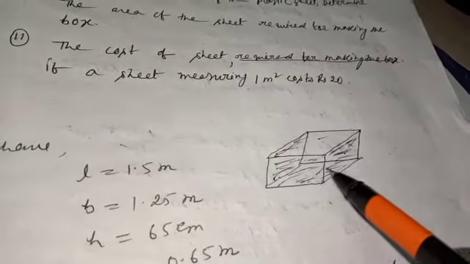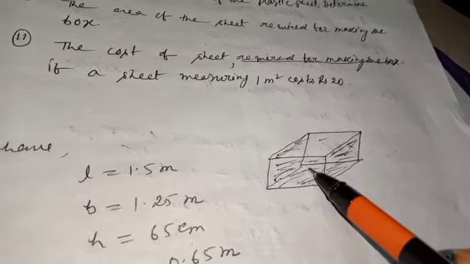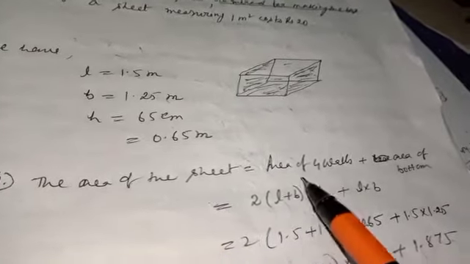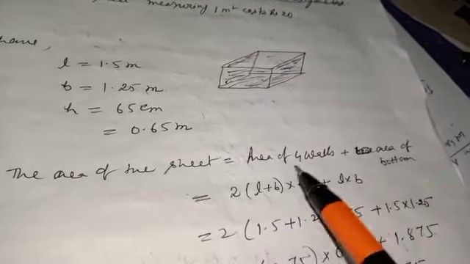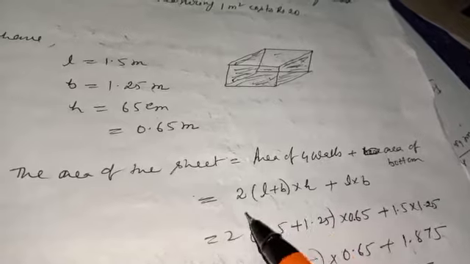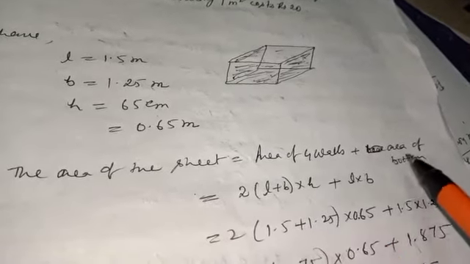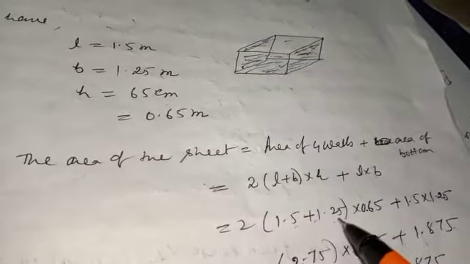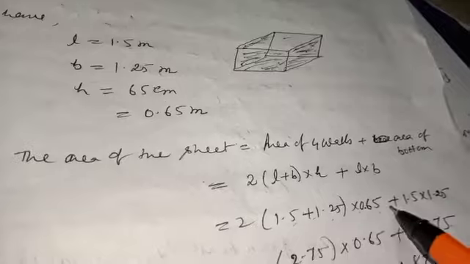That means you need to find the area of these 5 surfaces. Out of 6, one surface is open. Means area of these 4 walls plus area of the bottom. So the required area of the sheet is equal to area of 4 walls plus area of bottom. Area of 4 walls is 2(L + B) into H, and area of the bottom is length into breadth. So put the values: length 1.5 plus breadth 1.25 into H 0.65, plus L into B, 1.5 into 1.25.